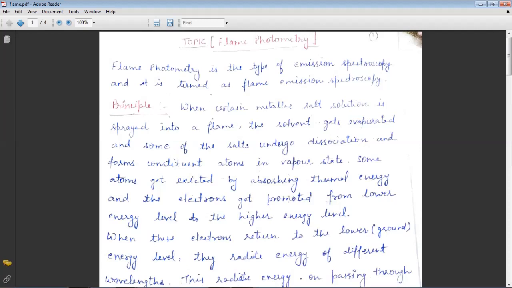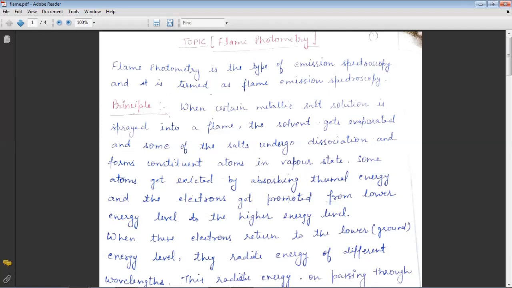Now we are talking about the principle of flame photometry, the principle on which the flame photometer works. The basic principle upon which atomic spectroscopy is based is the fact that matter absorbs light at the same wavelength at which it emits light.